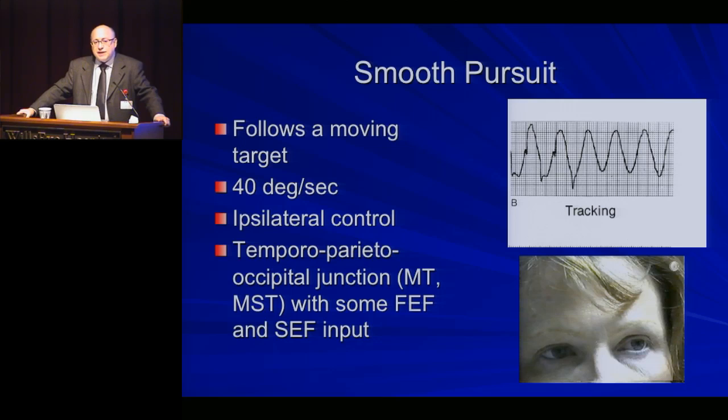So if you have a lesion on the right side of the brain, you'll have poor smooth pursuit looking to the right. And so looking to the right, you might see saccades, rapid eye movements, replacing pursuit. There is some input from the frontal eye field and the supplementary eye field, which is even anterior to the frontal eye field.